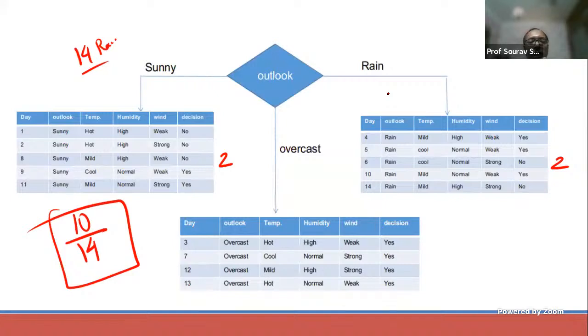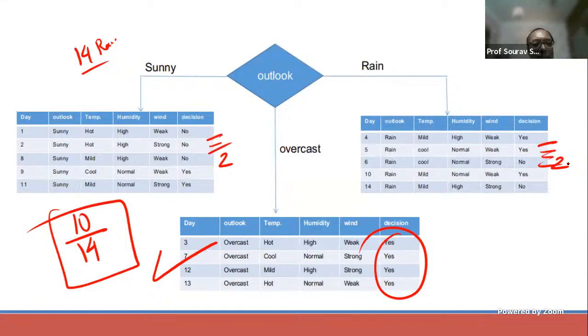Once again, here my problem is solved. All consistent, no issues. The problem is here and here. These are the places where we have some problems. So let's solve those problems.